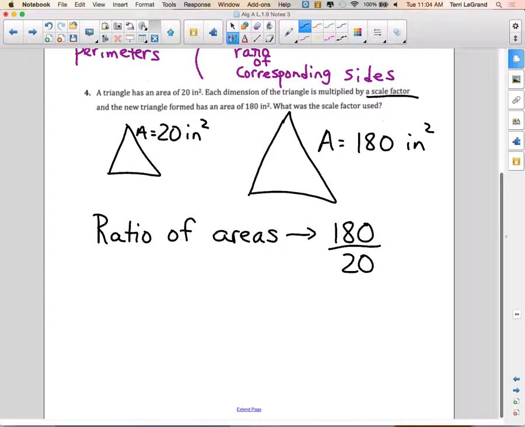How many 20s are there in 180? 9. So the ratio of the areas is 9. Is that what they asked us for, the ratio of areas? No, they asked us for the scale factor. Huh, is the scale factor 9 then? Well, then what is it?